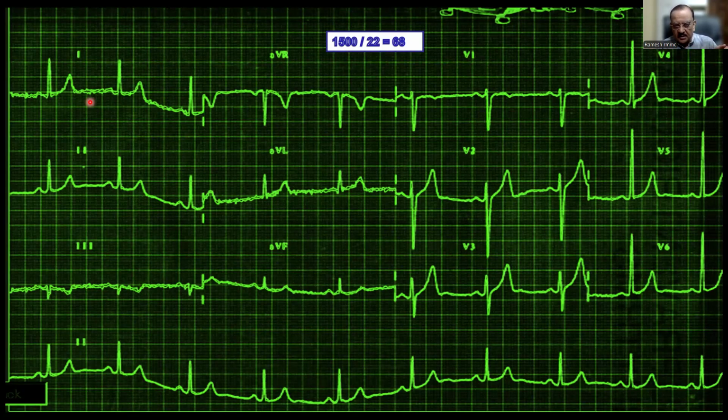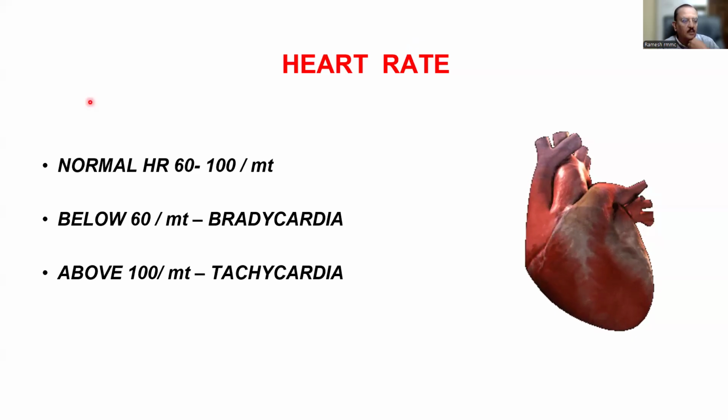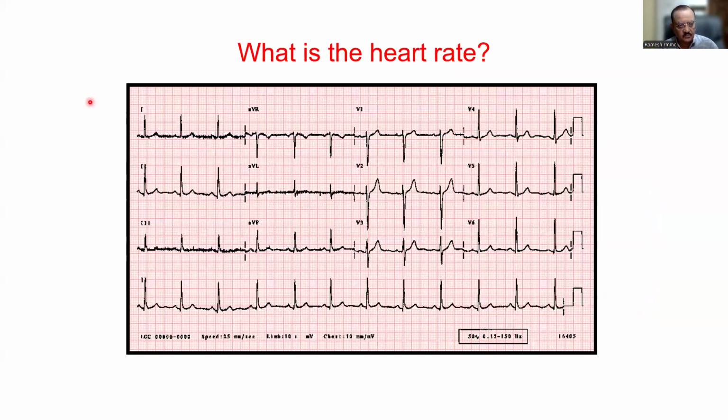You got it, everybody? This formula? Any doubts for anybody? Right. What is the normal heart rate? It is 60 to 100. When the heart rate is less than 60, it is bradycardia. When it is above 100, it is tachycardia. You all know that.